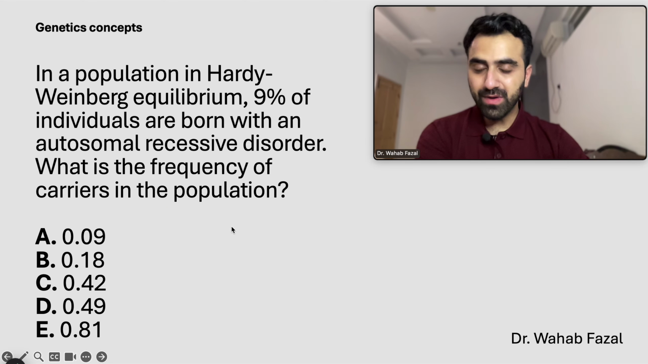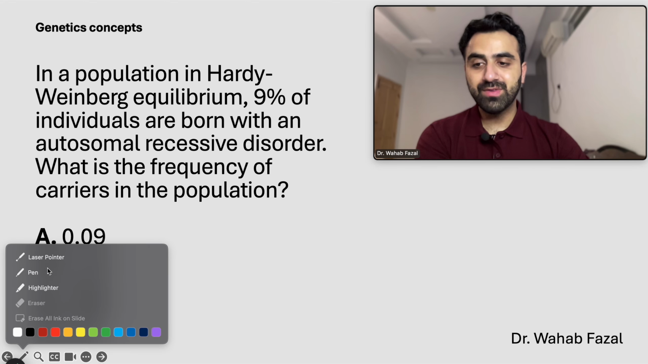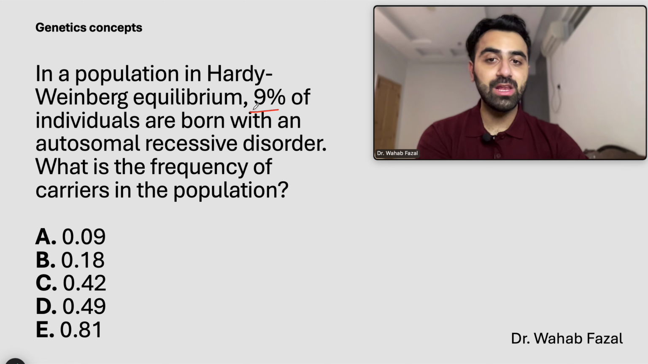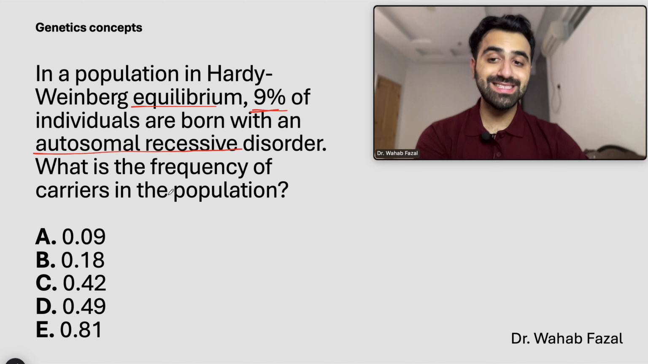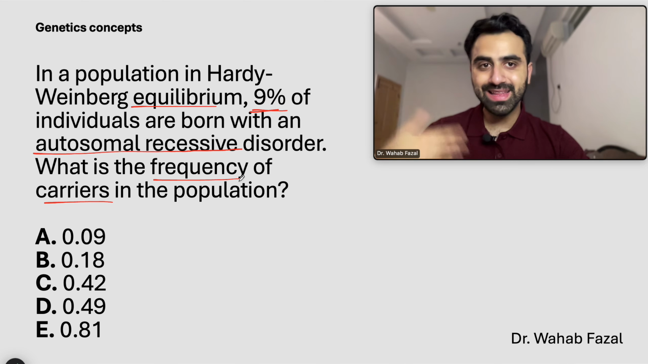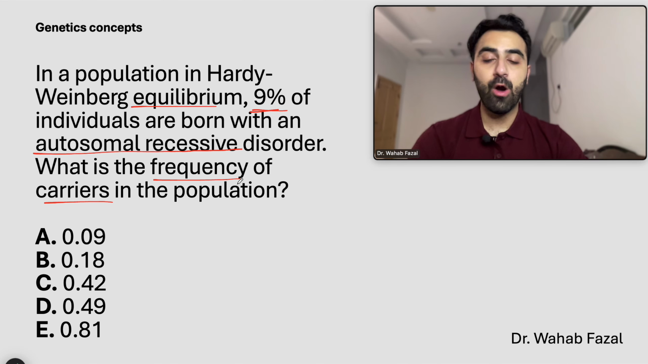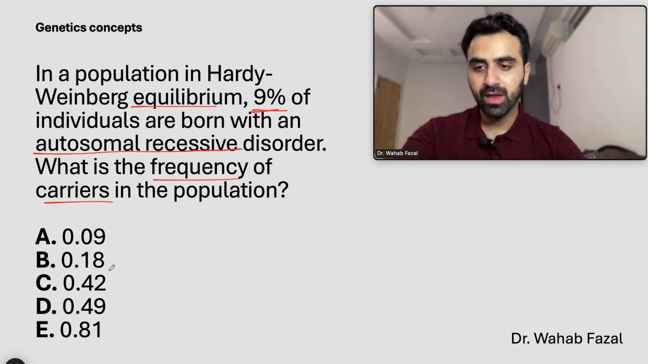So in most of our calculation videos, we first start with the sample question and then I tell you how to solve it. So in a population in Hardy-Weinberg equilibrium, we'll talk about what this is, 9% of the individuals are born with an autosomal recessive disorder. So 9% have autosomal recessive disease. What is the frequency of carriers in this population? Frequency means how frequently this occurs in the population. Like what is the prevalence of carriers in this population essentially? So what is the percentage of carriers in this population?